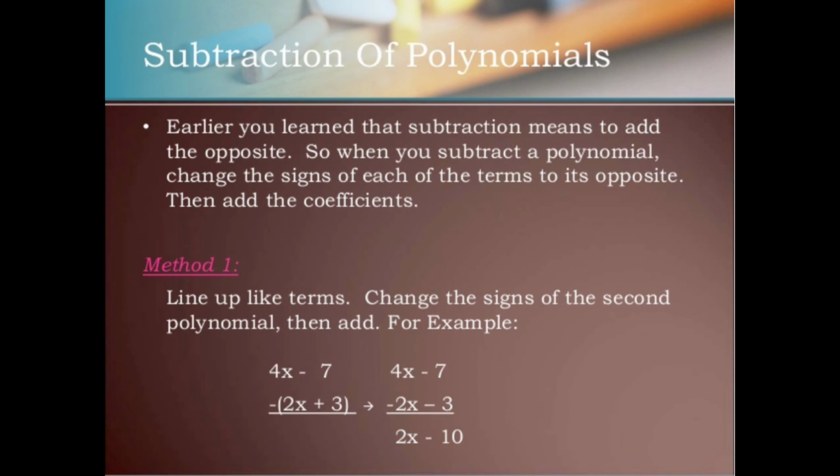Subtraction of polynomials. Earlier, you learned that subtraction means to add the opposite. So when you subtract a polynomial, change the sign of each term to its opposite, then add the coefficients. Method number 1: line up the terms, change the sign of the second polynomial, then add. For example, 4x minus 7 minus (2x plus 3). So just change the signs in the second polynomial. So it would be 4x minus 7 minus 2x minus 3. So the answer is 2x minus 10.